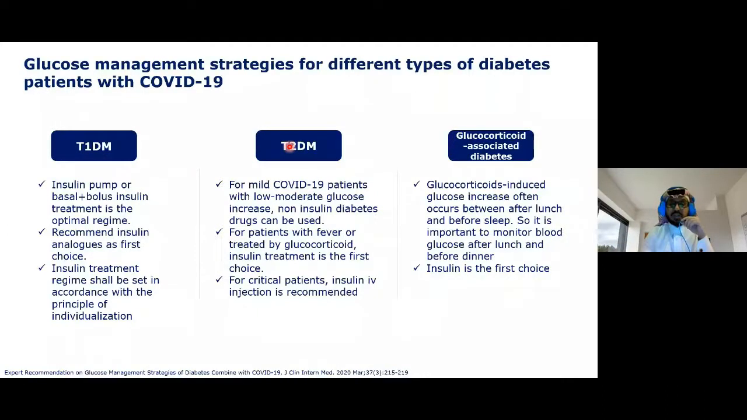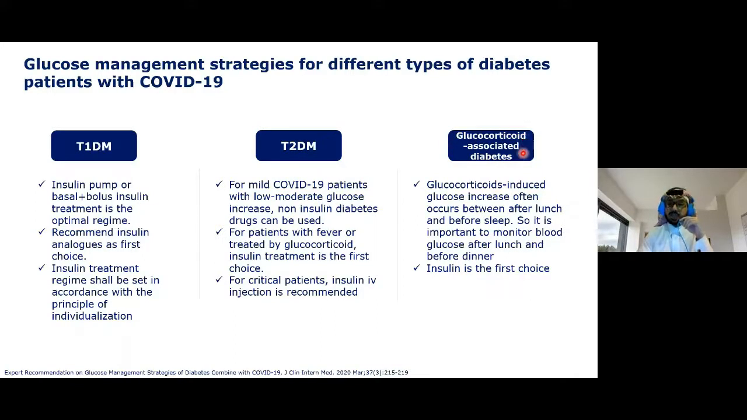Type 2 diabetes: in mild COVID patients with low to moderate glucose increase, non-insulin diabetes drugs can be used. In patients with fever, or treated with glucocorticoids, insulin treatment is the first choice. For the critically ill, IV insulin is recommended.